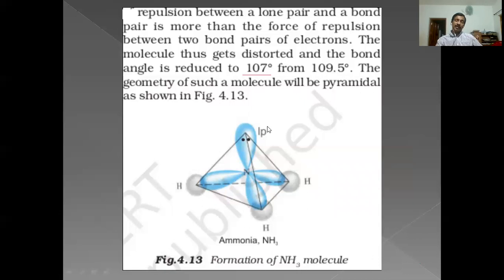Here you can see this hybrid orbital is carrying a lone pair. There is no bond. But this hybrid orbital overlaps with the hydrogen to form a bond. This sp3 hybrid orbital overlaps with the 1s orbital of hydrogen to form a bond. So it has a pyramidal structure.